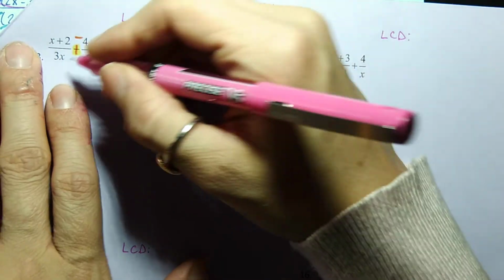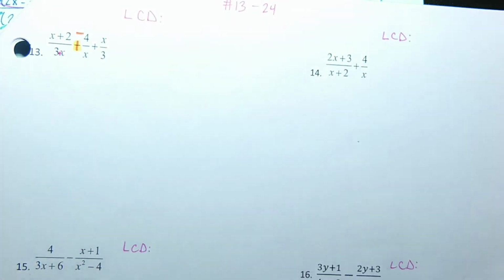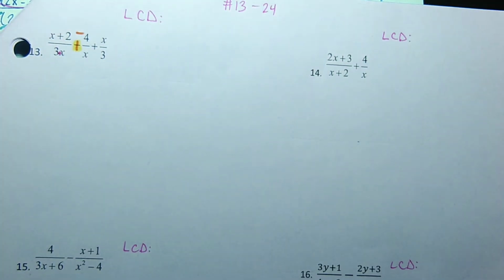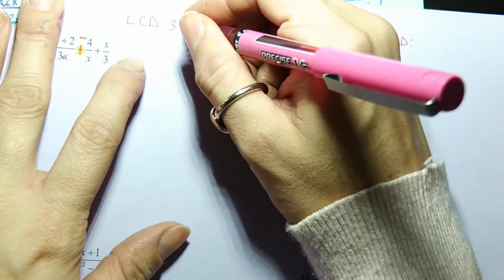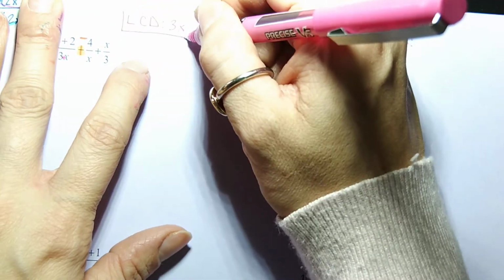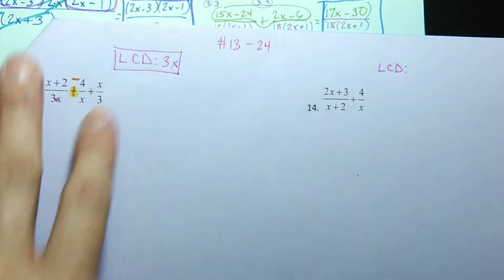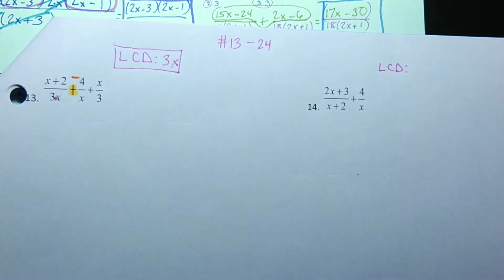Looking at those denominators, knowing that these are monomials, what's the greatest amount of 3's that we have in one fraction? 1, 3. What's the greatest amount of x's we have in one fraction? 1x. So, boom, LCD is 3x. Folks, this is required work on the homework. It's going to be required work on the test as well. So, stating the LCD first.